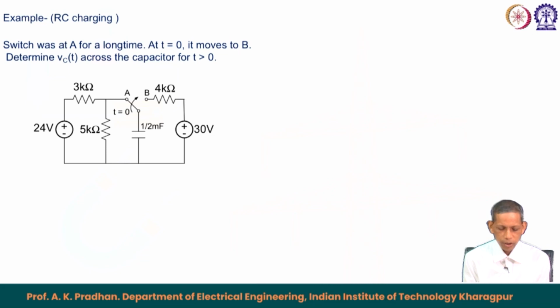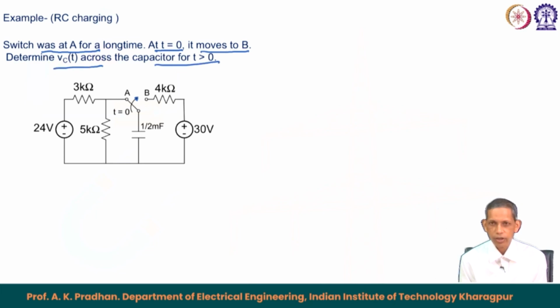Furthermore, we will go for one more example. Let us say this is the circuit. The switch was at A for a long time, and at t equals 0 it is moved to B. Determine VC(t) across the capacitor for t greater than 0. So we are talking about this capacitor of half millifarad. Find the expression for VC for t greater than 0.